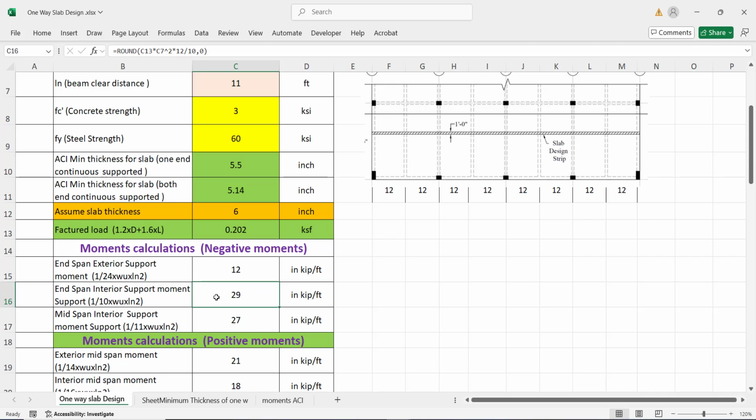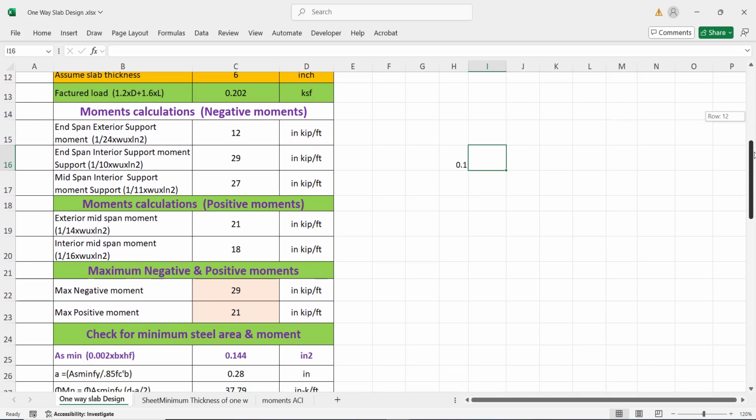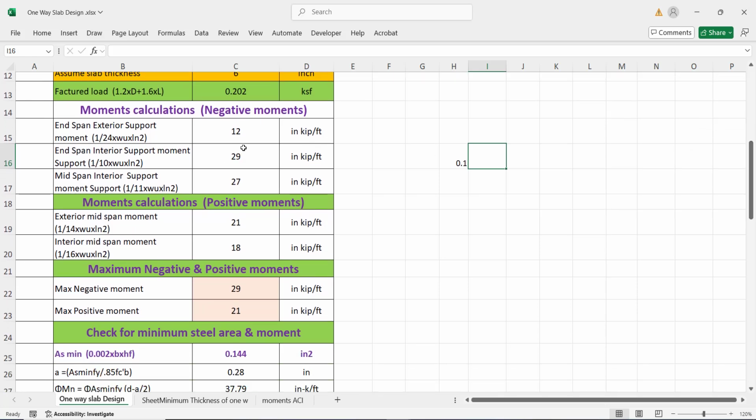So this actually you can say 1 by 10 is equal to 0.1. So 0.1 that is you can say this is 0.1 into this factor load and this clear span square. So this is the negative moments, 12 exterior, interior 29, 29, this is all the same. So we will take the maximum one. Okay, the maximum one, let's suppose 29.